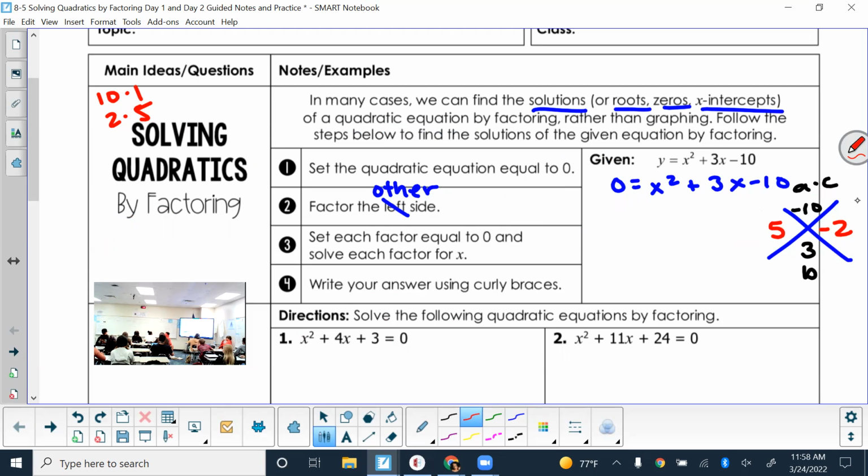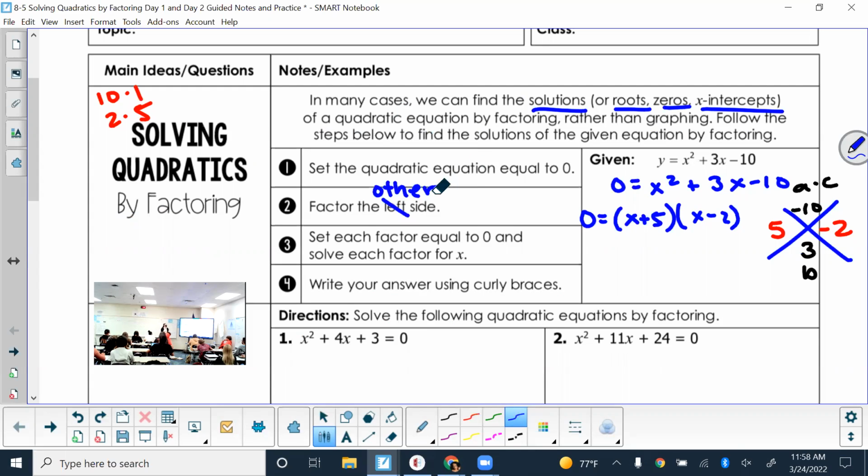All right, so then what we have so far is this. 0 equals x plus 5 in parentheses, and x minus 2. Those are our factors, each set of parentheses. That's what we multiply together normally.